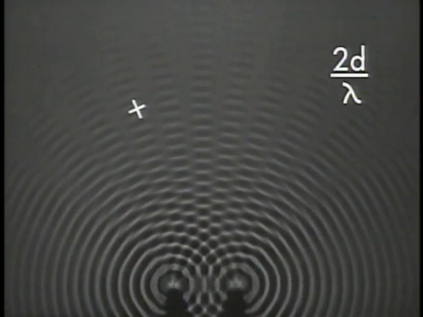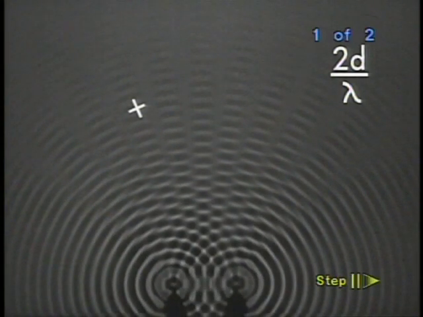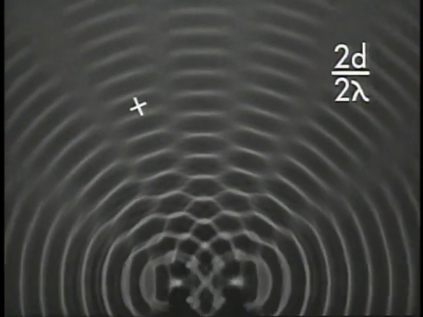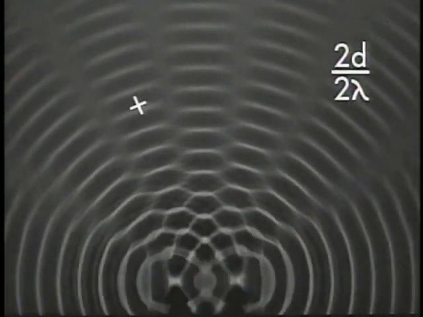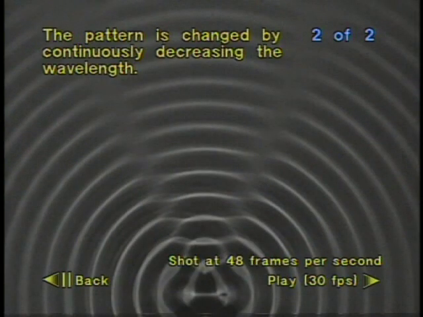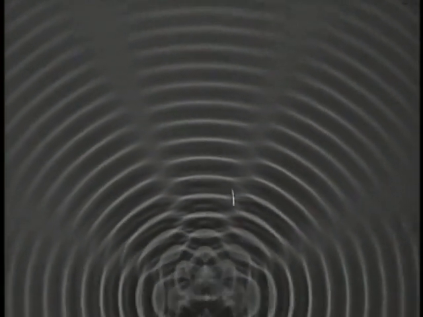The doubled source separation decreases the nodal separations. When the wavelength is doubled, the pattern returns to a previous shape. The distance between the sources remains constant. As the wavelength is decreased continuously, the angle between the nodal lines decreases, and more nodal lines appear on the screen.